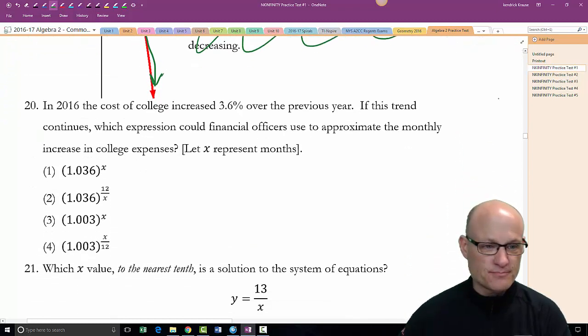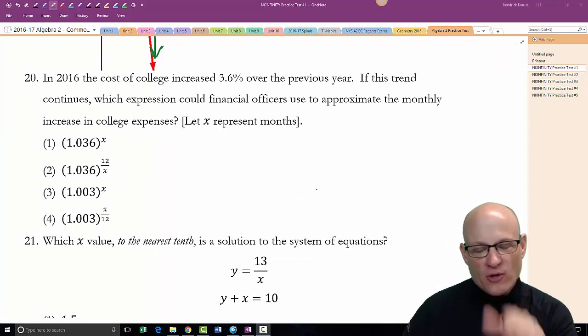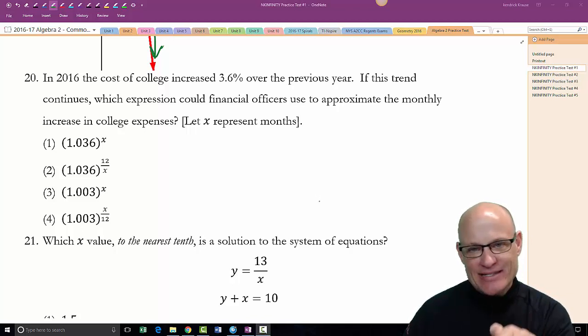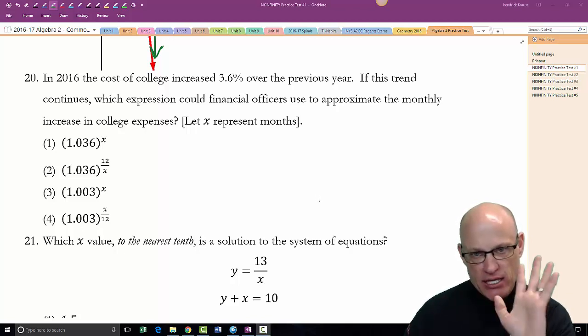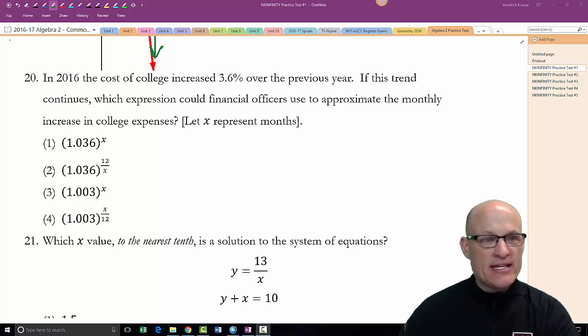Only a few questions left. So if you missed this one, it's because you didn't pay attention to detail. Everything about Algebra 2 exams is about reading and understanding what's going on in the problem.